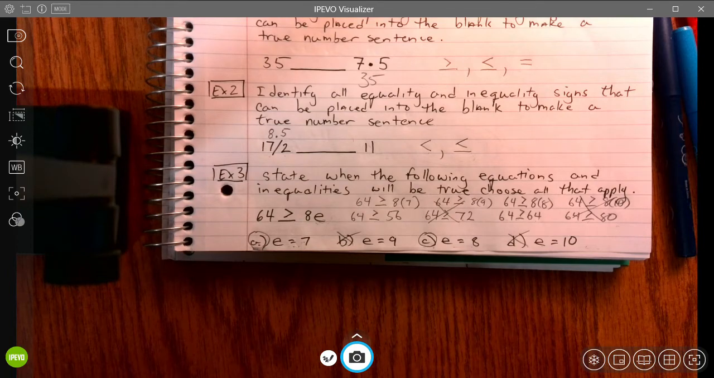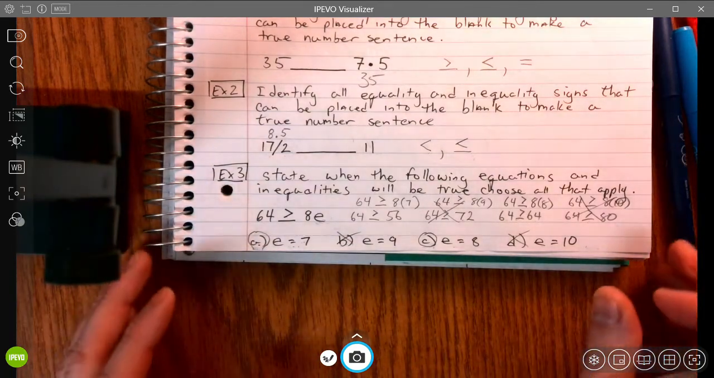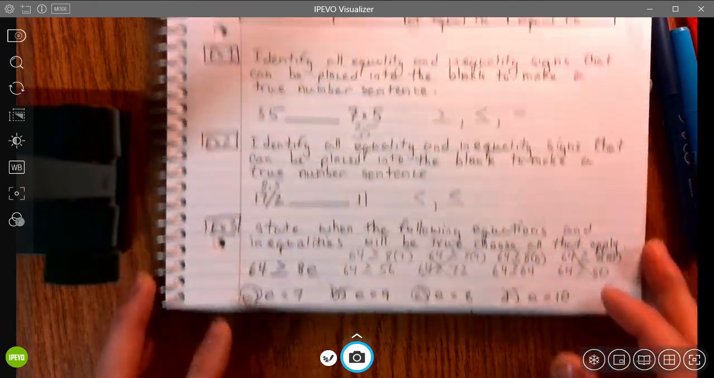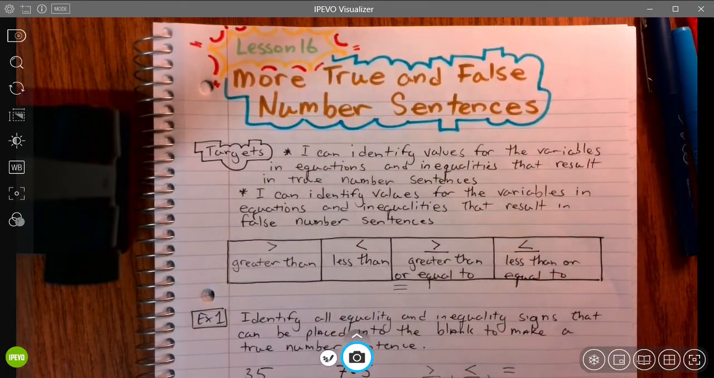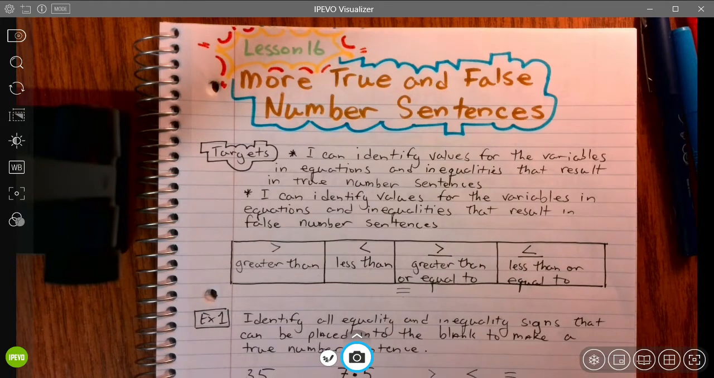To recap, today we worked on more true and false number sentences. Our targets were I can identify values for the variables in equations and inequalities that result in true number sentences, and I can identify values for the variables in equations and inequalities that result in false number sentences.